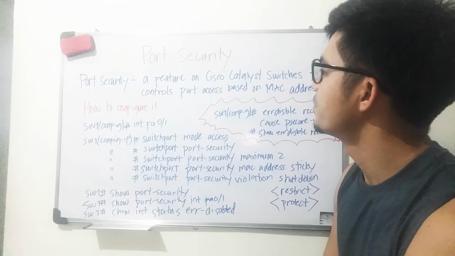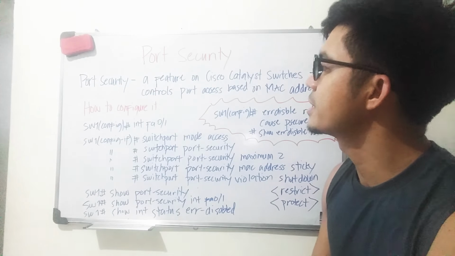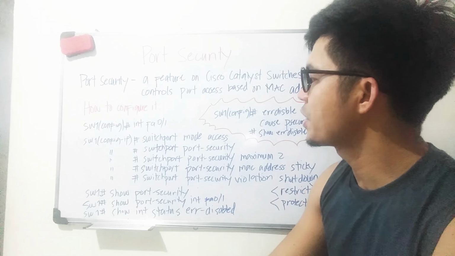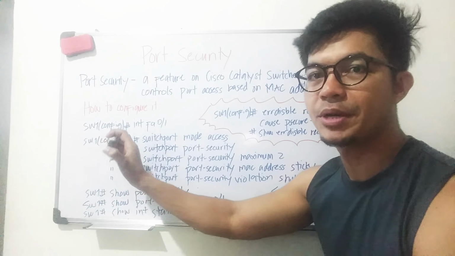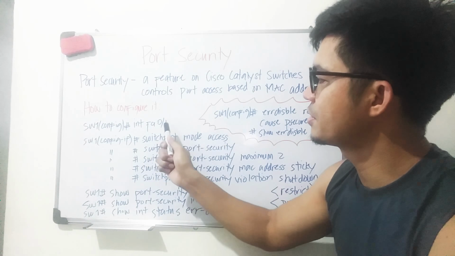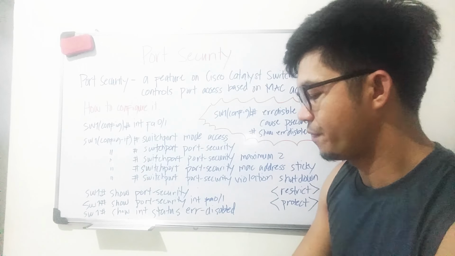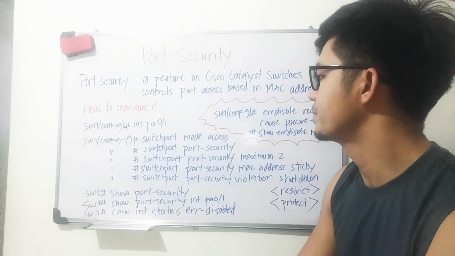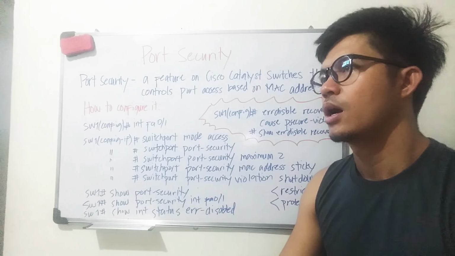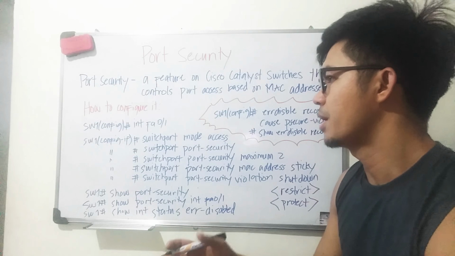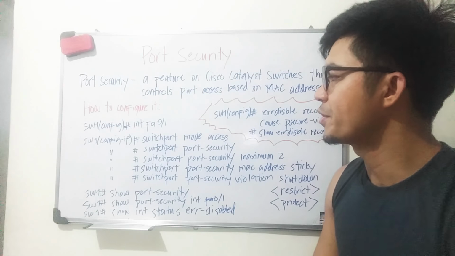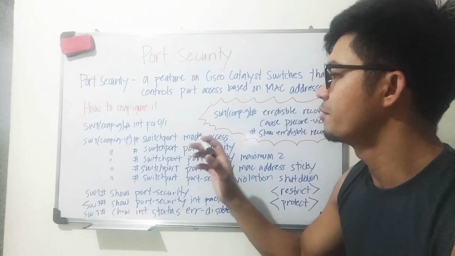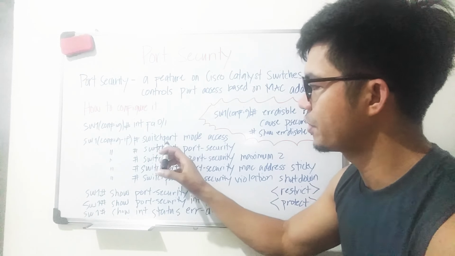So here's how we can configure it. We can configure it on interfaces. For example, here I'm using FastEthernet 0/1. First, you need to make sure that the port is not a trunk port, or set to a dynamic port, which means that it can become a trunk port. So you should manually configure the port as an access port. This is a prerequisite, and this is how you can configure it: switchport mode access.